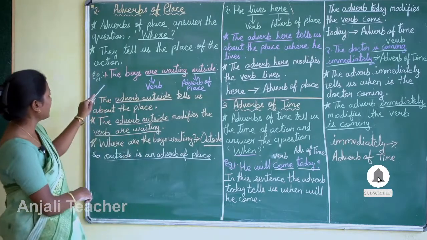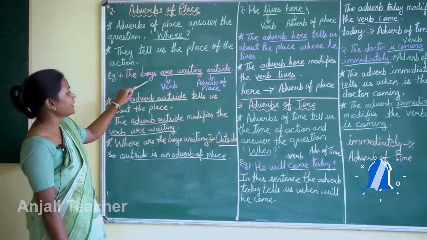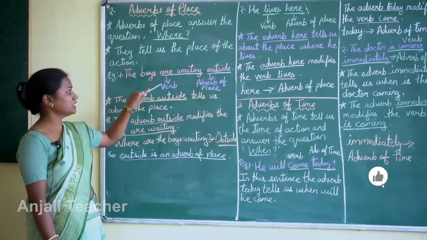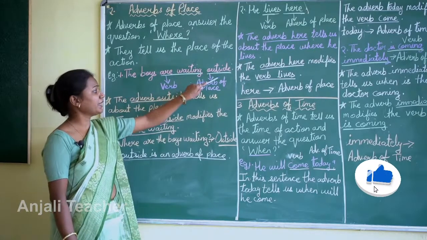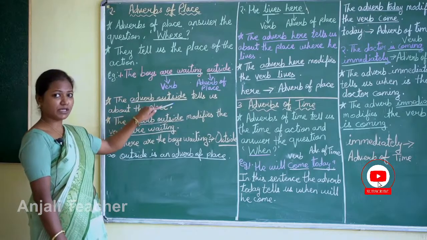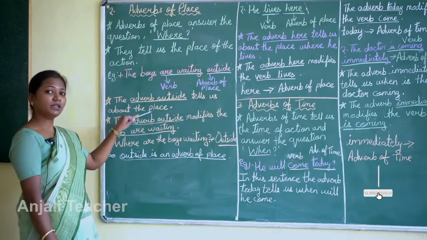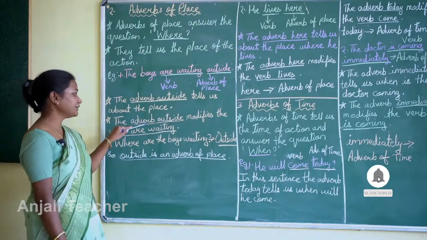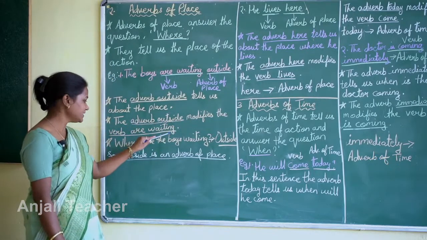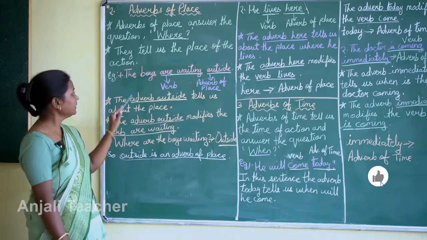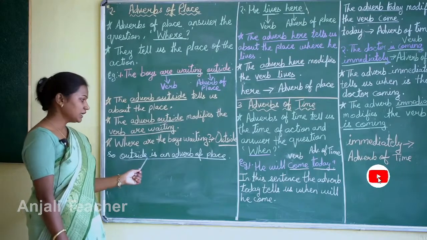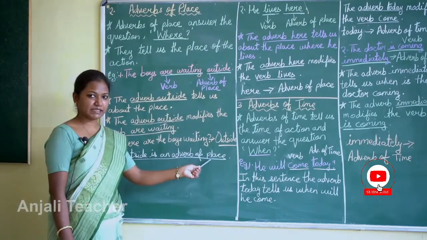Now see the first one. The boys are waiting outside. Here are waiting is the verb and outside is the adverb of place. The adverb outside tells us about the place and modifies the verb are waiting. Where are the boys waiting? The boys are waiting outside. So here outside is an adverb of place.